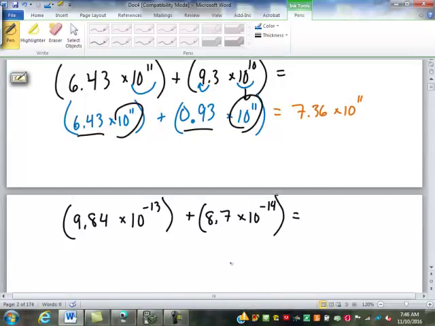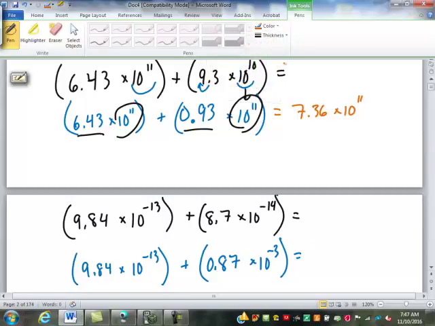So what power are we going to convert both of those to? The negative 13 is the larger power. So this will stay 9.84 times 10 to the negative 13th. This is going to become 10 to the negative 13th. What does the number become? 0.87.